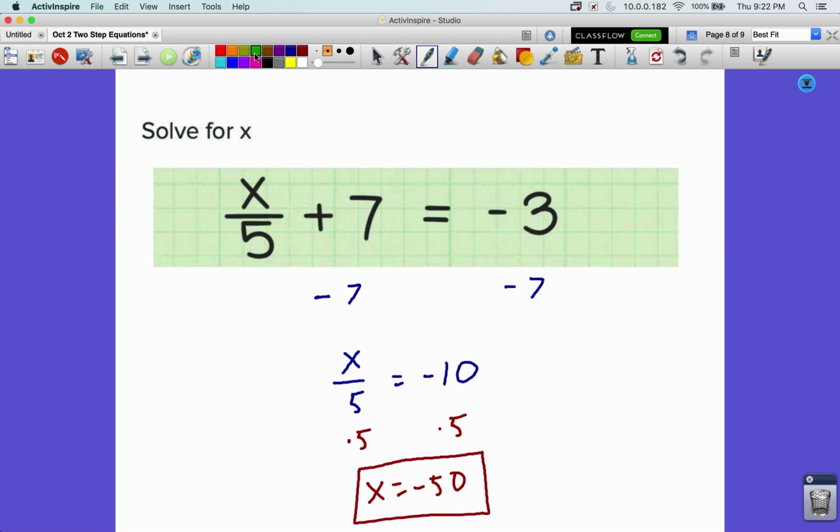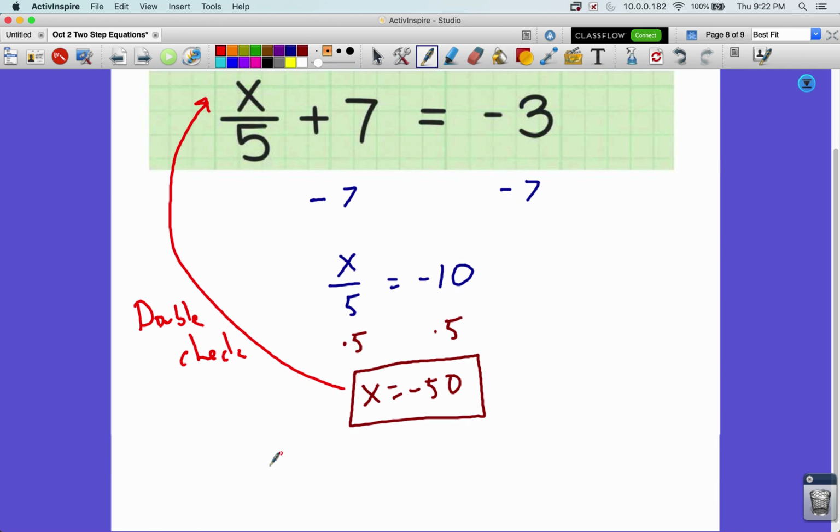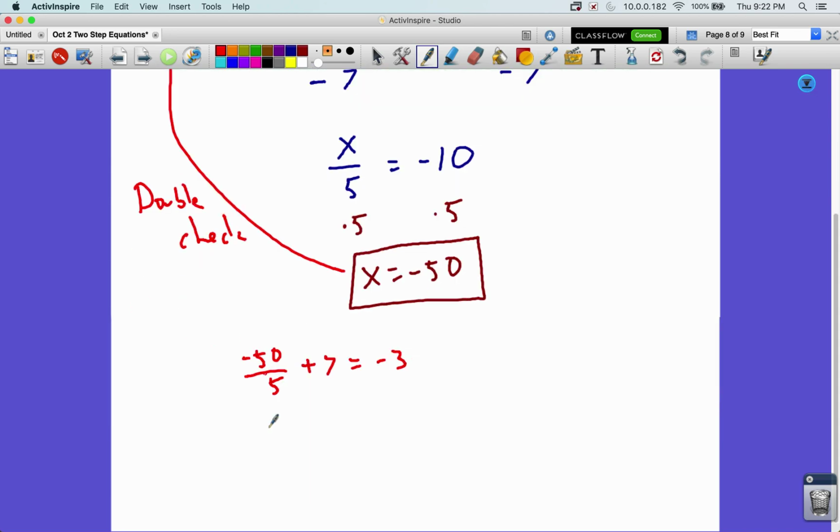All right, and just like we were doing with our one-step equations, we should be double checking this by plugging it back in. So let's do a double check. I'm going to replace the x with a negative 50. Say negative 50 divided by 5 plus 7 equals negative 3. Negative 50 divided by 5 becomes a negative 10 plus 7 equals negative 3. And then this side becomes a negative 3. This side's a negative 3. It passes our double check.